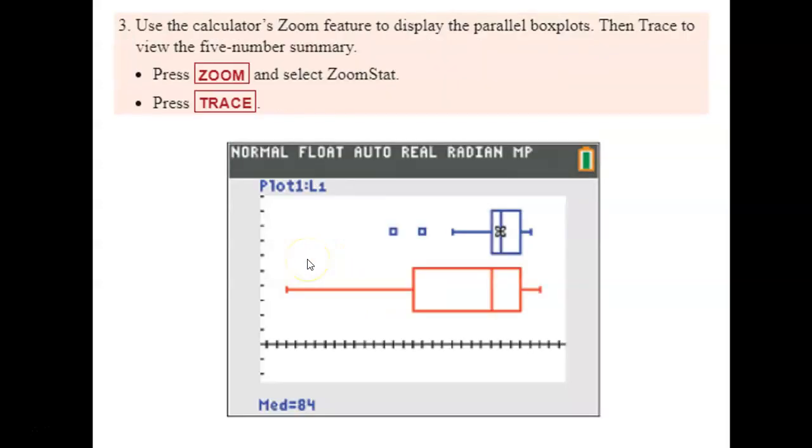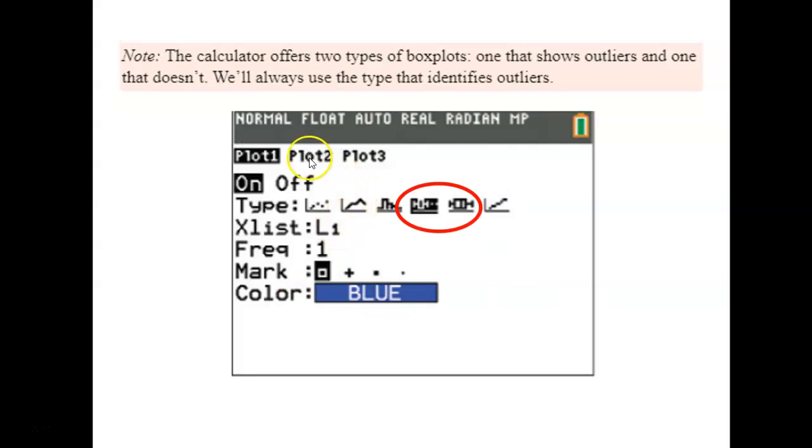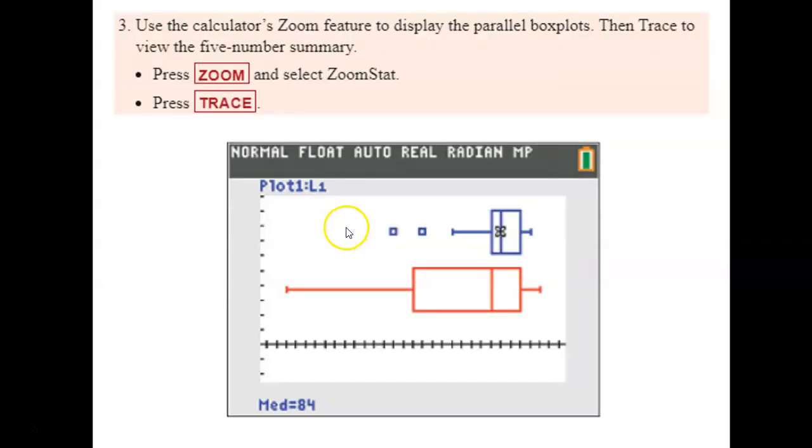And then you're going to do the same thing for plot 2. So go over to plot 2, turn it on, and then you want to choose modified, but this time for plot 2, you're going to want list 2. Okay, list 2. Now to get a picture like you see on my screenshot here, once you have all that set up, you need to hit zoom and then choose ZoomStat. I believe that's zoom 9. And you're going to see this.